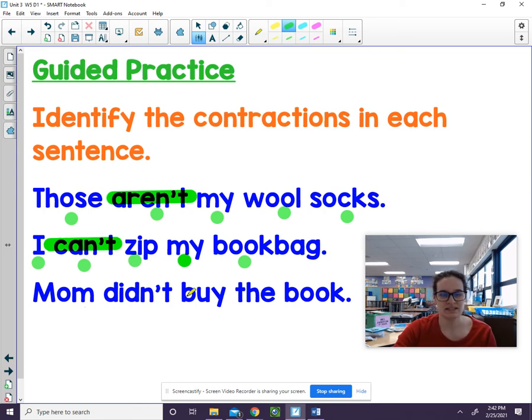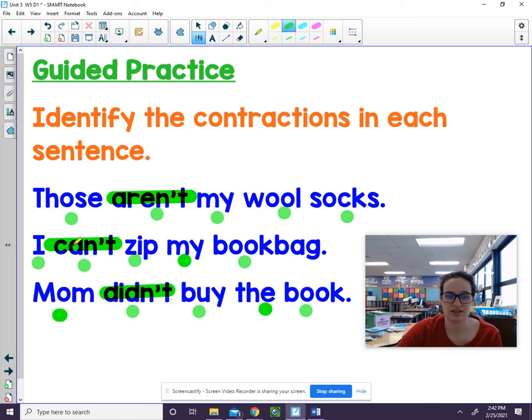Mom didn't buy the book. What's the contraction? It's didn't. When you come across a contraction, you can say the first part and then add "n't" at the end. So aren't, can't, didn't. So you hear how we have did and then we go "n't." So you're just making the "n't" sound at the end.